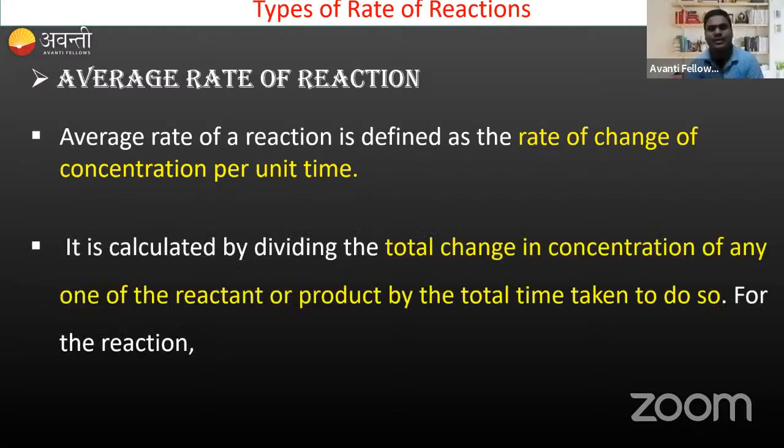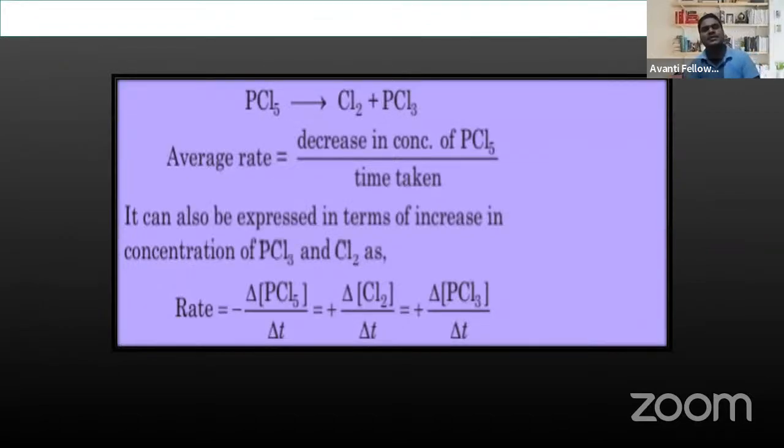It is calculated by dividing the total change in the concentration of any one of the reactants or products by the total time taken to do so. For a reaction like PCl5 giving Cl2 plus PCl3, what is the average rate of reaction? The average rate of reaction is equal to the decrease in the concentration of PCl5 upon the time taken. It can also be expressed in terms of PCl3 and Cl2.